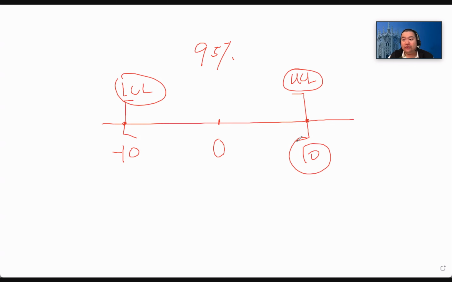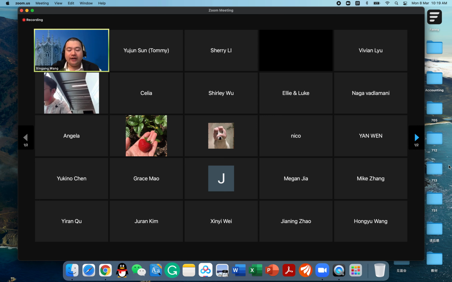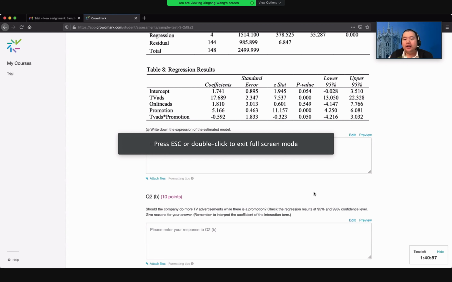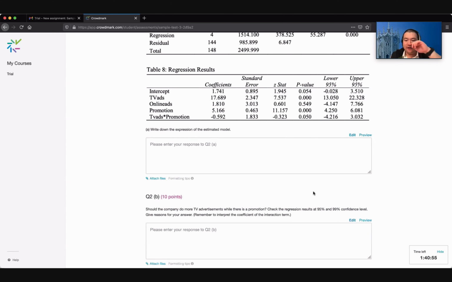Okay, so I will still think it is 0 because 10 is a point in this interval. But if it is 10.1, then I will say no. So that's why when it is exactly 0.05, it looks like the figure is actually the UCL, which means we will still think it is not statistically significant. So for this case, no, it's not statistically significant at 95%.